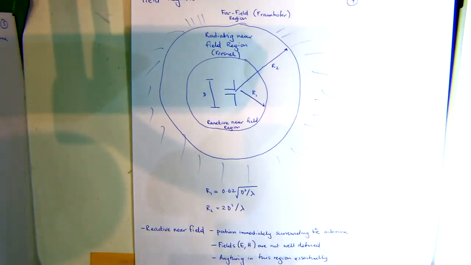The reason why you care where the reactive near field is, is because anything that is within the antenna's reactive near field actually affects the radiation pattern. And it also affects the input impedance to that antenna. So if you're in the reactive near field, whatever's in there has become part of the antenna. Right? So when you're designing or fabricating a component, you try to get everything further away from the reactive near field.